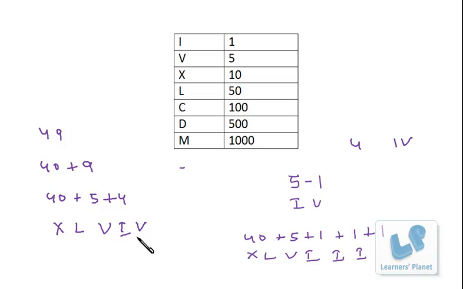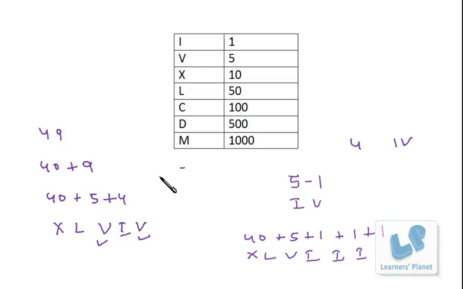Now my dear kids, this is a wrong representation of 49. Why? Because V is being repeated for 2 times. But in case of Roman number system, V, L and D can never be repeated in a Roman numeral. Okay, so we cannot write V for 2 times. So further, we want another way to write number 49.